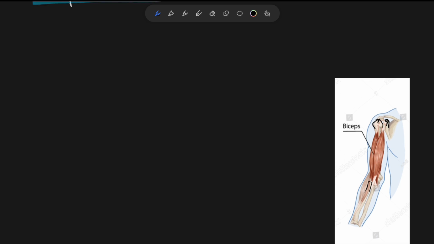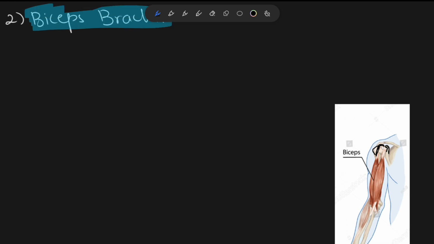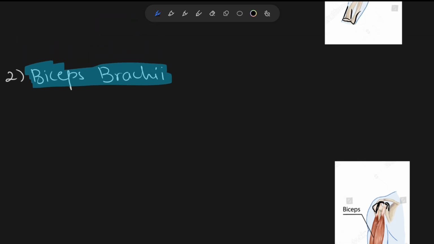The next thing is the biceps tendon of the long head. See this long head? It passes through a sulcus over the head, and the tendon is passing through that sulcus. That's why it is known as the intertubercular sulcus, or we can say bicipital groove.